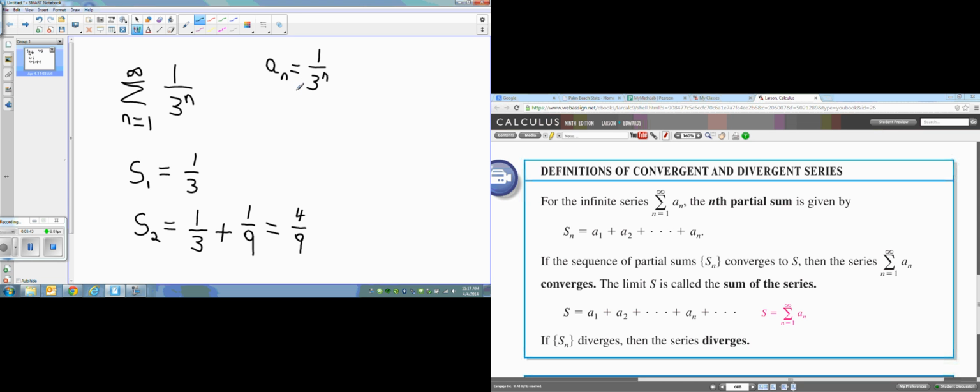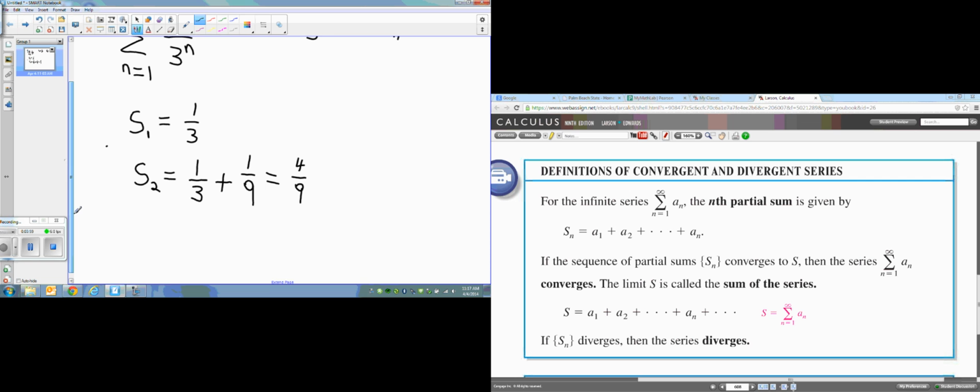But you also have the sequence of partial sums, which is going to be called Sn. And Sn is going to have a form. The first term in Sn is 1/3. The second term in Sn is 4/9. Let's see what the third term would be and see if we can get a general pattern here.